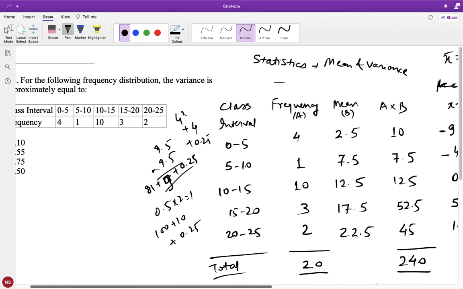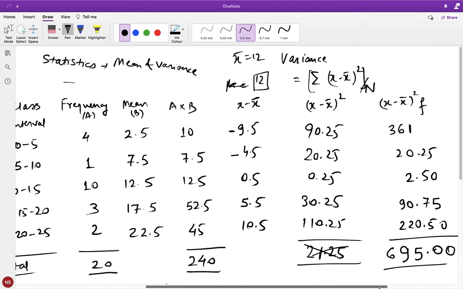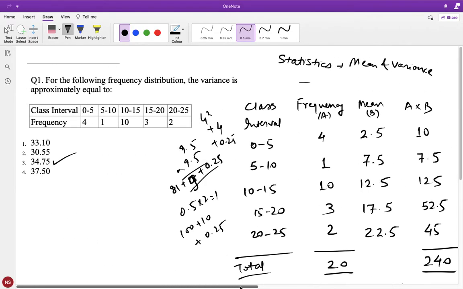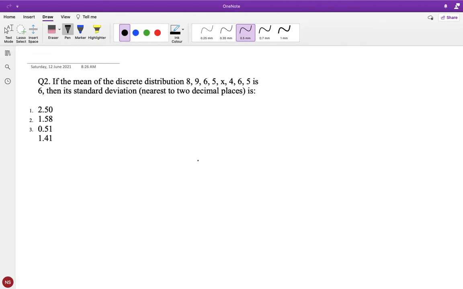There's a whole lot of calculations in this problem. Very easy problem but wastes a lot of time. What can we say? This is a very easy question. So if your calculations are good, then you're lucky.